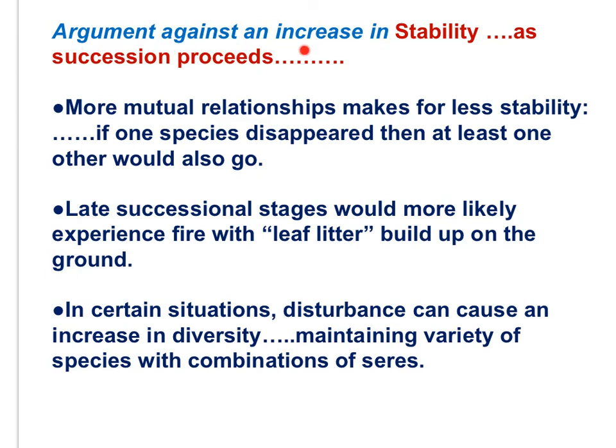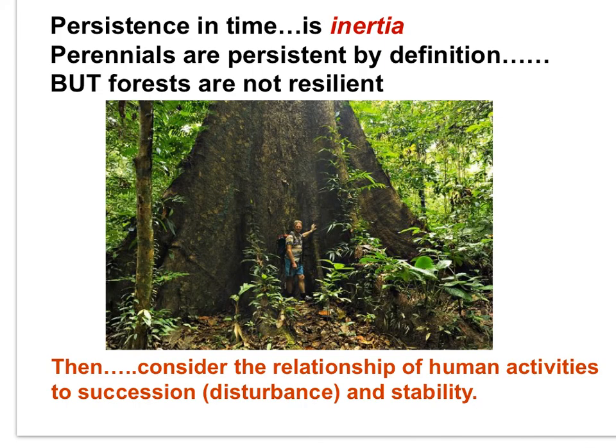The argument against an increase in stability as succession proceeds goes as follows. More mutual relationships makes for less stability because if one species disappears, then at least one other would also go. Late successional stages would more likely experience fire with the leaf litter buildup on the ground of the forest floor. And in certain situations, disturbance can cause an increase in diversity, maintaining a variety of species with a combination of successional stages. Persistence in time is inertia, and inertia provides stability.